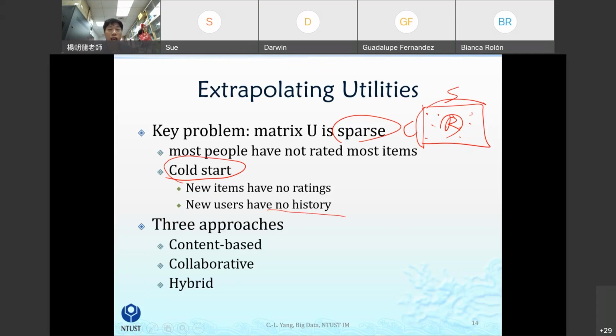So there's some issue there. And there are different approaches to handle that. For example, content-based, collaborative filtering, and some hybrid. Hybrid is basically content-based plus collaborative. So I want to talk about this a little bit.